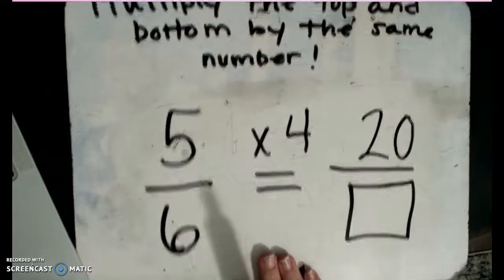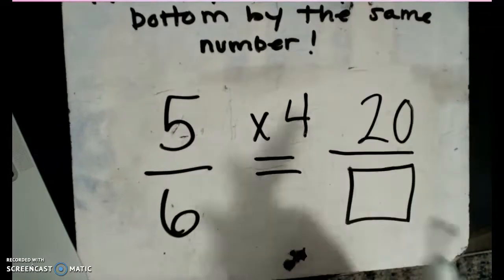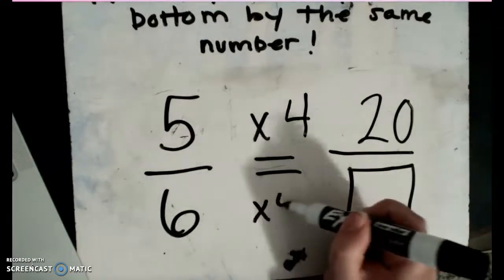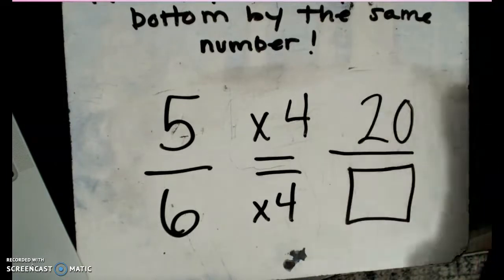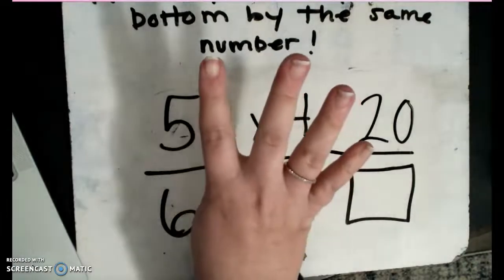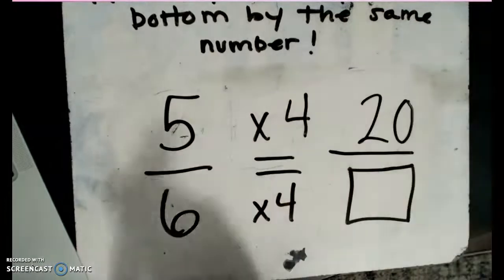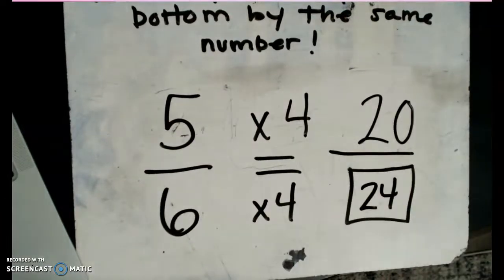And we know from our rule up top, if they multiplied the top by 4, they have to multiply the bottom by 4 as well. So now we can find this missing denominator, and we know we need to do 6 times 4. Okay, let's see. 6, 12, 18, 24. So I know 6 times 4 is 24. So my missing denominator is 24.